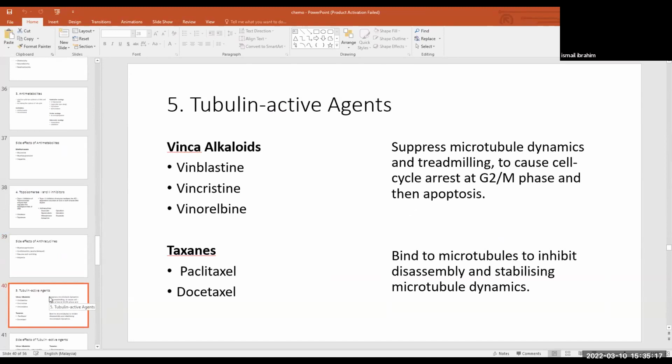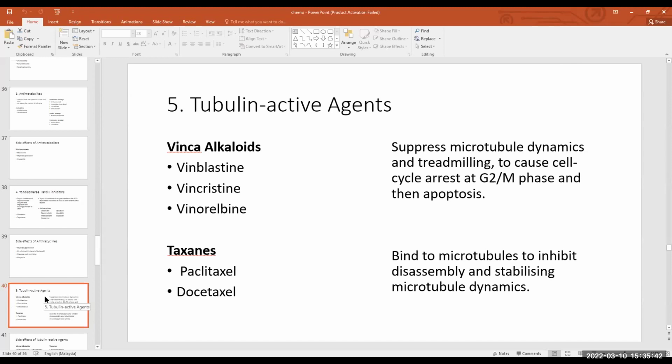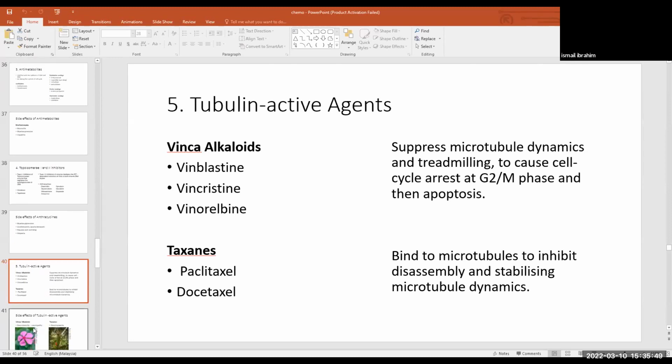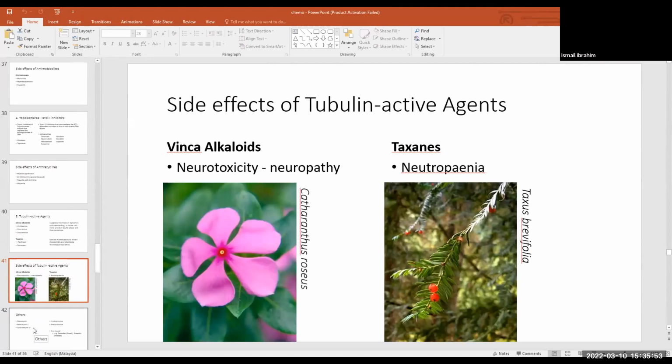Next is tubulin active agents. So it's either vinca alkaloids or taxanes. We use a lot of vinca alkaloids in lymphoma, vincristine, and we use vinblastine for Hodgkin lymphoma. Taxanes we use for breast cancer. It basically prevents the ability of the cell to divide during the metaphase of the cell cycle. The main side effect of tubulin active agents, if you're talking about vincristine and vinblastine, is neurotoxicity. It could be just a simple tingling sensation, or numbness, or it can also cause constipation as a part of neuropathy.